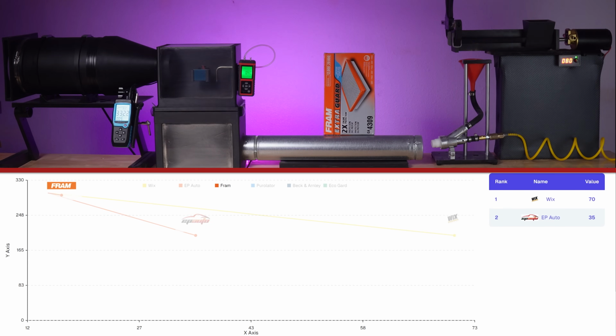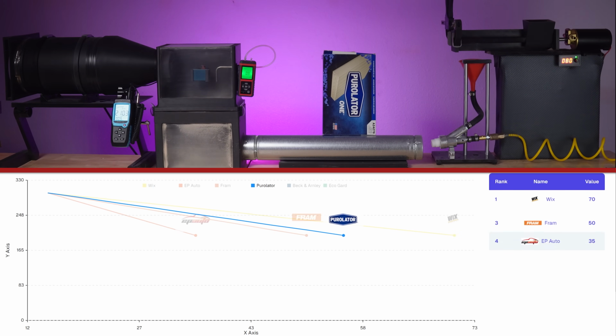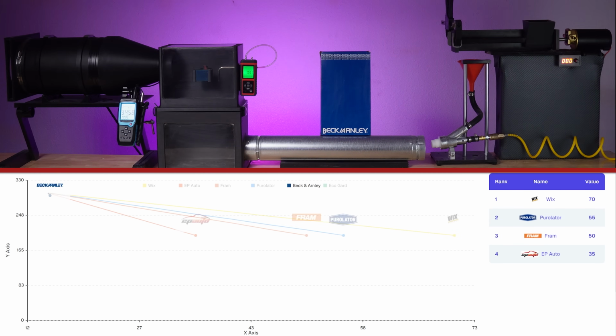Next up, the Fram, with a very impressive start of 25 grams to drop below 300 CFM. The Fram ended up with 50 grams, taking second place. The Purolator one starts off strong with 30 grams before dropping below 300 and an impressive 55 grams of capacity, slightly beating the Fram.